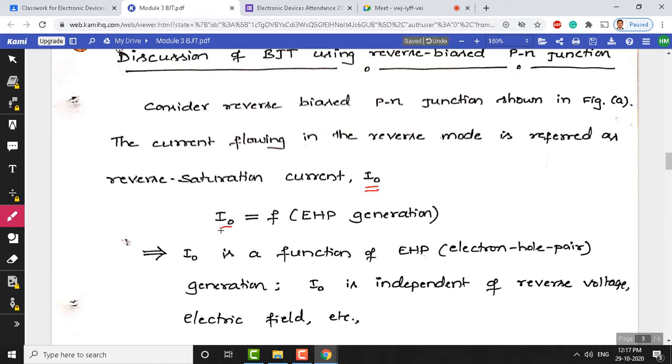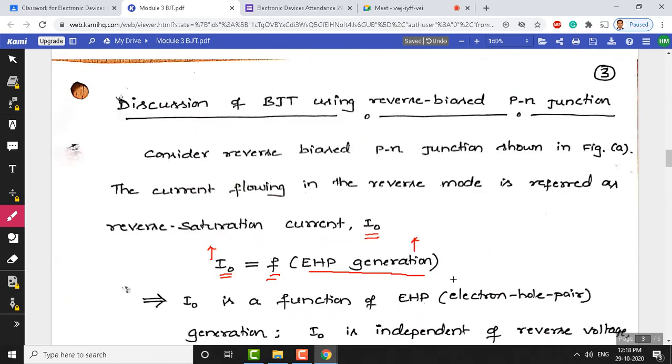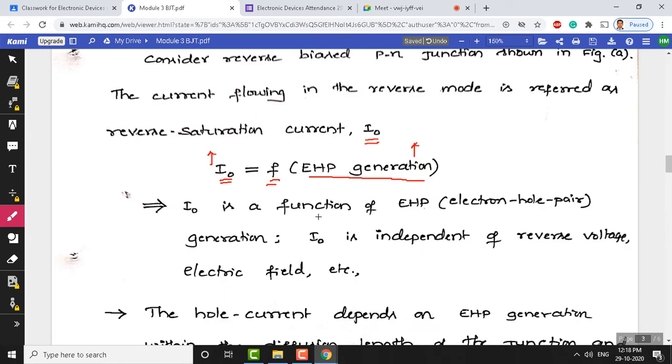Now, I naught, the reverse saturation current, is a function of electron hole pair generation. What do we mean by this? If electron hole pair generation increases, then the current I naught also keeps increasing. So, I naught and the electron hole pair generation are directly proportional to each other. However, I naught is independent of the reverse voltage. As you see here, though we have applied a reverse voltage, the amount of current I naught flowing here does not depend on the reverse voltage we have applied. That is the point we would like to make clear here.